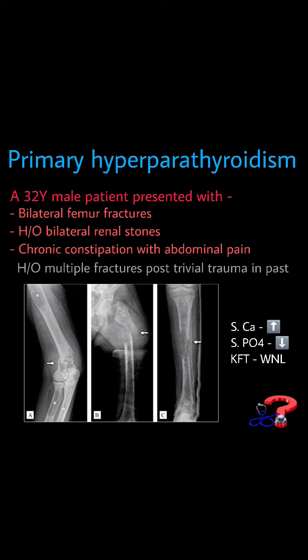In the bone, we get pathological fractures. In the stone, we get renal stones, nephrocalcinosis, nephrolithiasis. In the abdominal groans, we get a history of abdominal pain. And in psychiatric overtones, we get features of psychiatric disturbances in the patient.